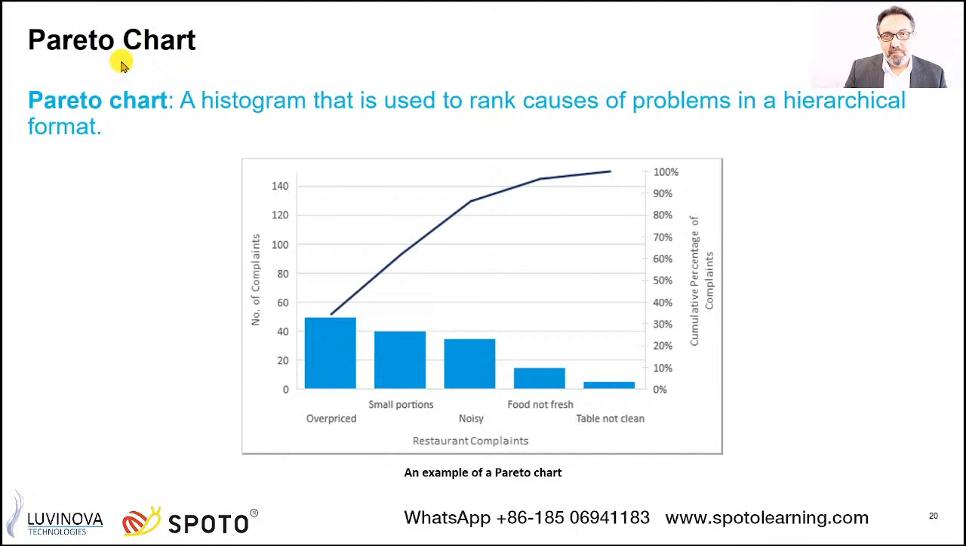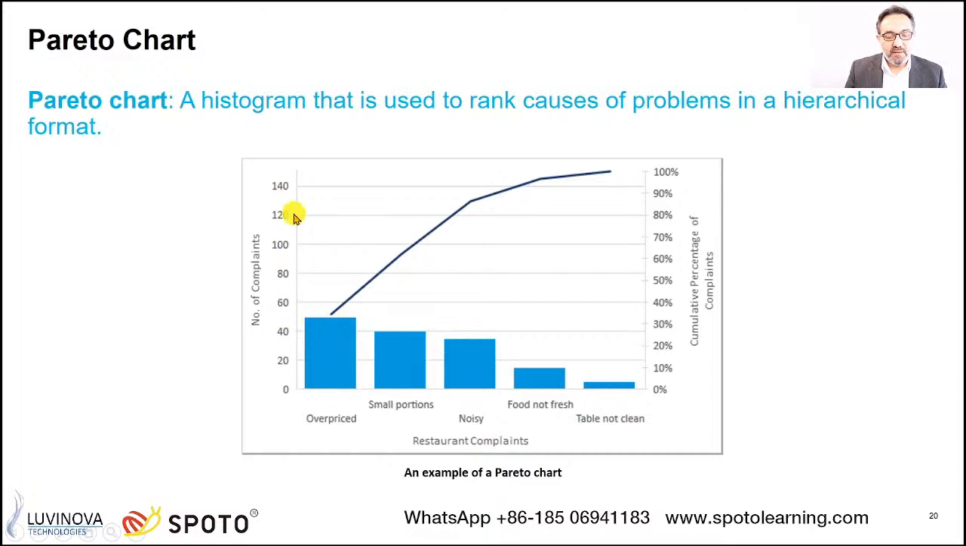So how can we apply Pareto charts? The Pareto chart has these bars that represent the causes that we have. In this scenario, we are talking about some restaurant complaints. Okay, we just captured some complaints we are receiving from our customers. So first step, we need to categorize these complaints from the highest number all the way down. The big number is about overpriced. The majority of the complaints in our restaurant are about overpriced. We have another set of complaints about small portions of our meals, noisy place, and so on.